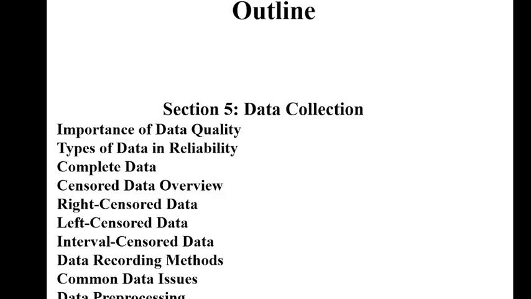In section 5, I will focus on data collection, which plays a crucial role in the accuracy and the reliability of the analysis results. I will begin by highlighting the importance of data quality, as a reliable conclusion depends on accurate and consistent data. Next, we will introduce the different types of data used in reliability studies, including complete data and censored data.